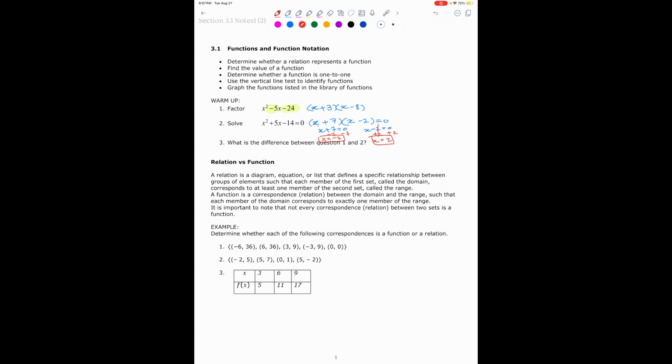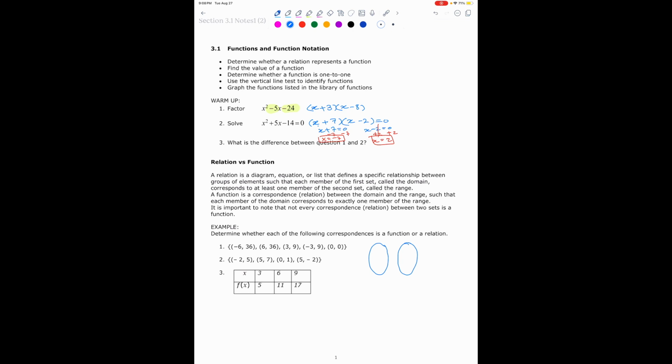It is important to note that not every correspondence or relation between two sets is a function, but every function is a relation. Here is an example. We're going to determine whether each of the following correspondences is a function or a relation. In order to illustrate that, I'm going to try to visualize the set. So I'm going to draw a diagram for the first relation.